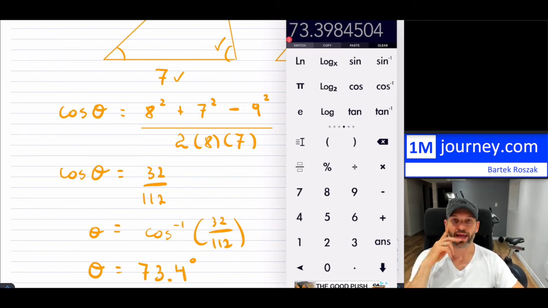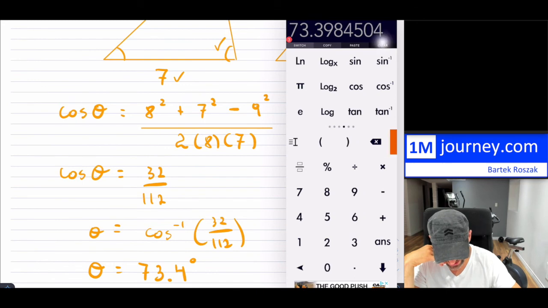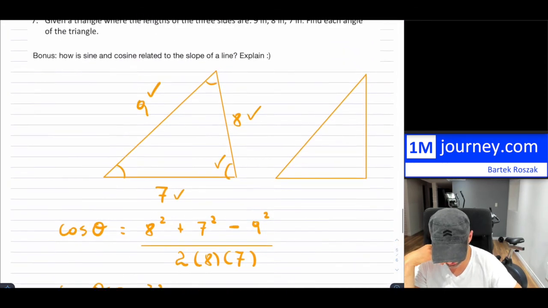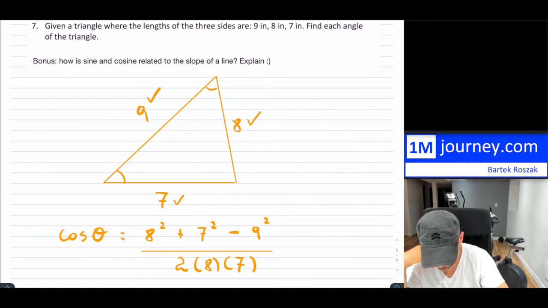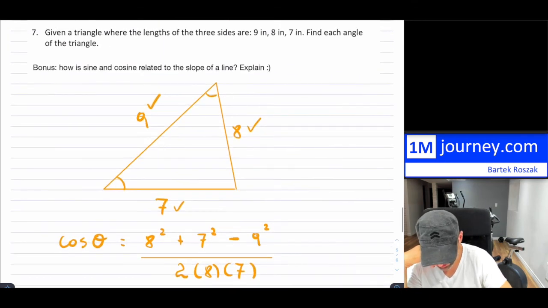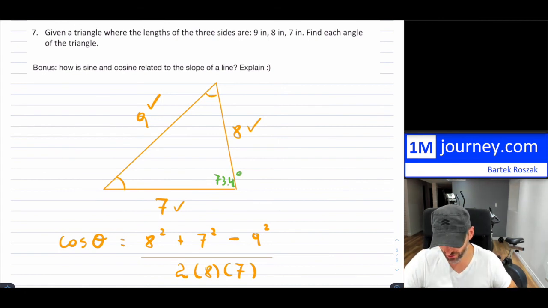So that's one angle. Okay, so now once I have this, what can I do? I have this angle right there, so this is 70.3.4, 73.4, and now let me use just the sine law.